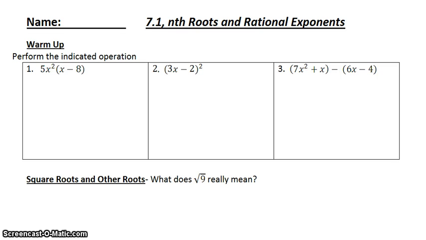Welcome! This is 7.1, Nth Roots and Rational Exponents. Our purpose in this section is to explore what roots are, to use some exponent properties, and also solve equations by using nth roots. So go ahead, pause the video, and really quickly try to solve the warm-up questions. Perform the indicated operation, and when you're done, hit unpause to check your answers.